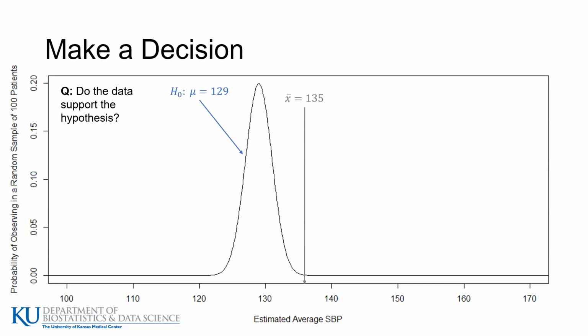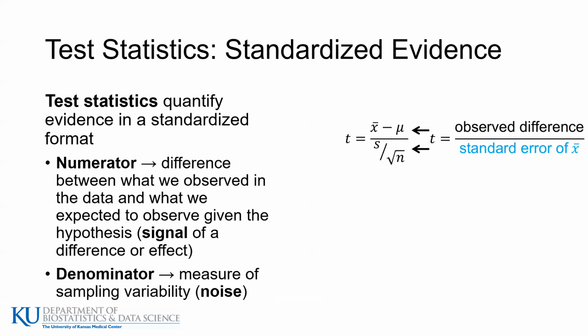So let's say that we observe an average systolic blood pressure of 135. So we want to know, is 135 large enough to conclude that the true mean of 129 is not likely? The way that we can make this decision is through a test statistic. A test statistic quantifies the evidence in some standard format and allows you to easily quantify how different the data you observed is from what you would expect under the null hypothesis.